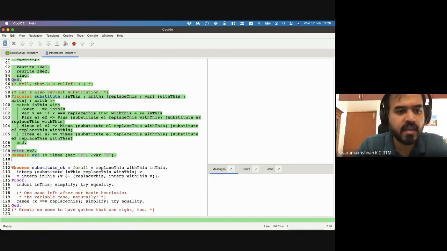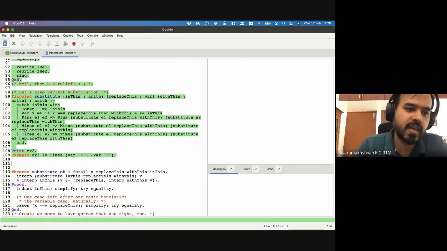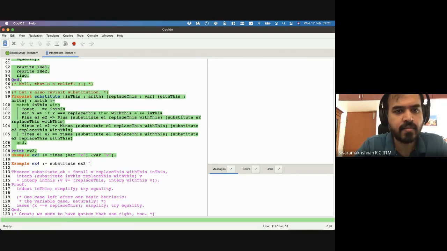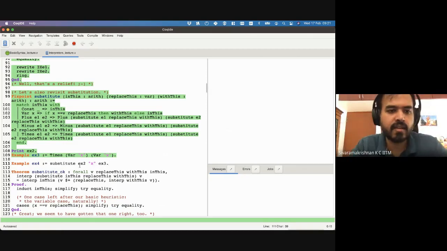So what I want to do is to say ex4 is substitute in ex2 the variable x with ex3. Actually not x, let me say y. So wherever you find y, replace that with ex3. And then let's print ex4.